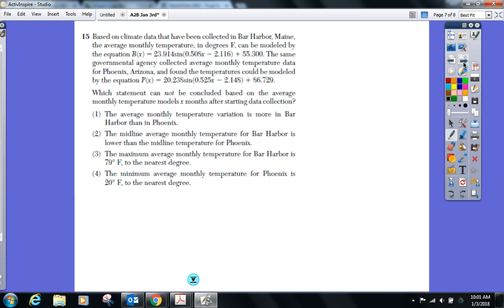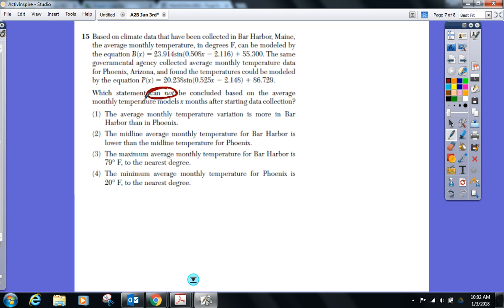All right, let's roll. Read through this. They give us 2 equations of sine, one for Bar Harbor and one for Phoenix, Arizona. Which of the statements, and here's the tough part right off the bat, they try to get you, cannot be concluded. A lot of people say, oh, that's true, I'm done. All right, cannot be. So we're looking for the false one here.